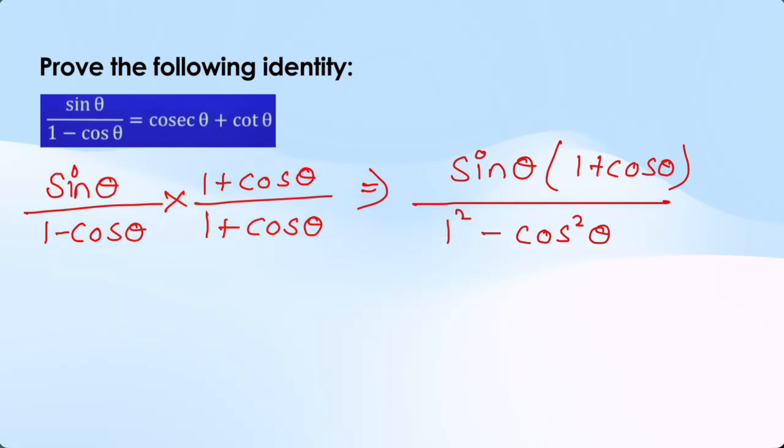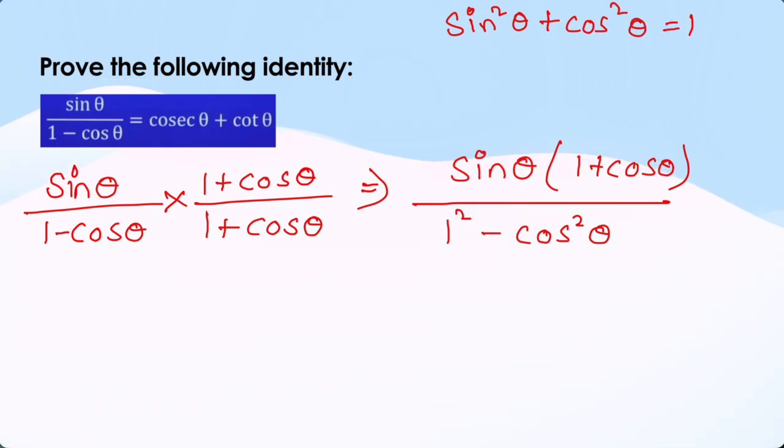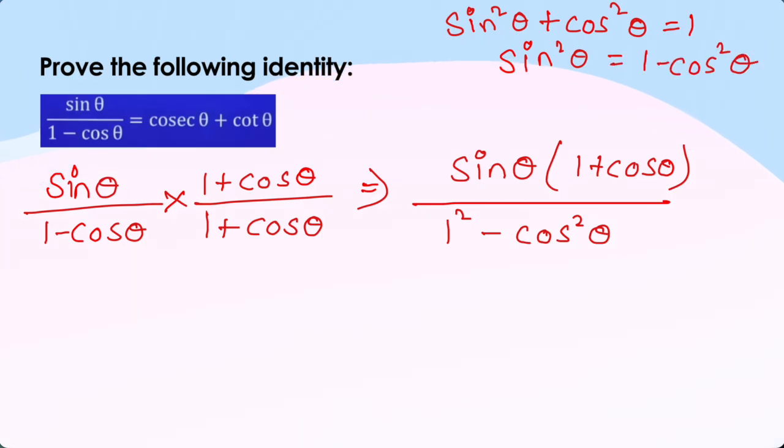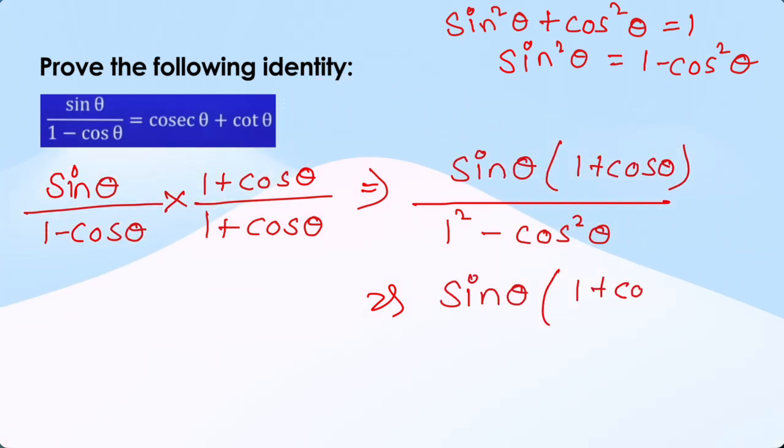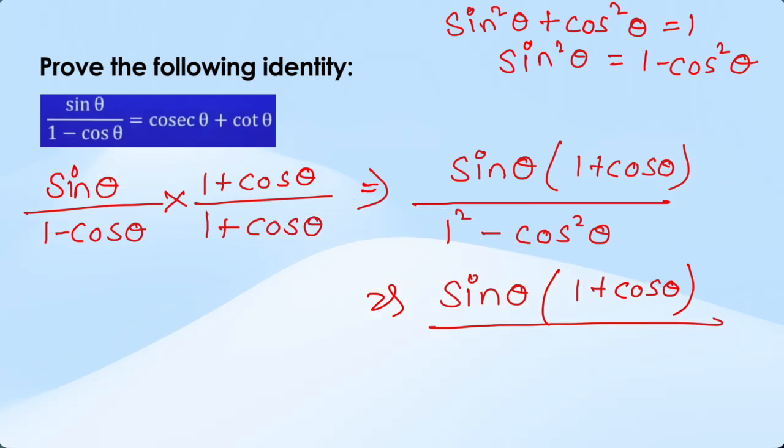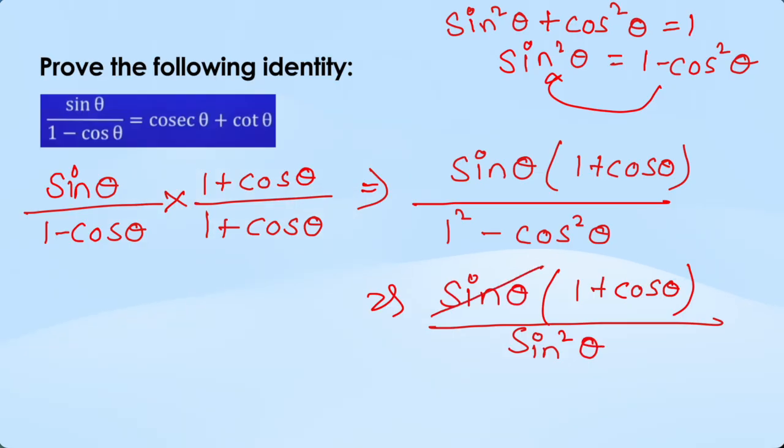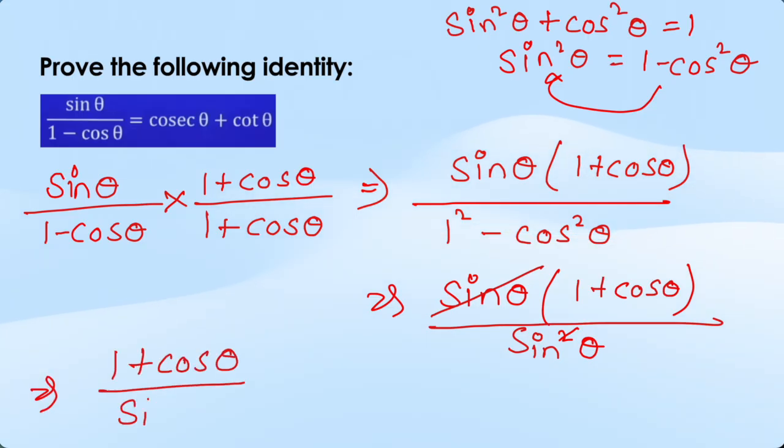Can you tell me what we should do now? Good. So 1 minus cos square theta I can use from here. That sin square theta plus cos square theta is 1. So 1 minus cos square theta is sin square theta, right? So sin theta into 1 plus cos theta by 1 minus cos square theta is sin square theta. So sin square theta. Clear? Sin theta cancel out. So finally it will be 1 plus cos theta by sin theta.